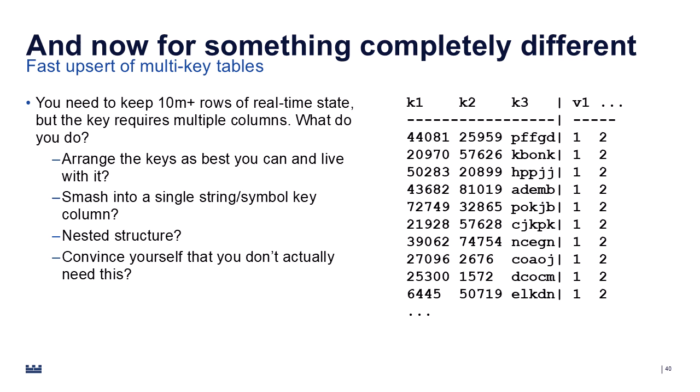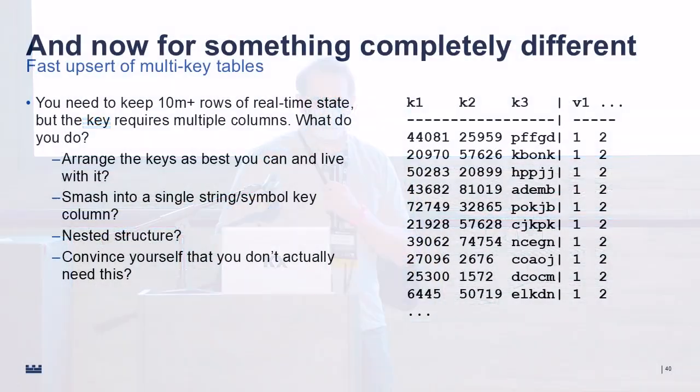The other thing you can do frequently is concatenate each column into a single string, turn that into a symbol, and index based on that. You could use some kind of nested structure, i.e. not have one table, but a dictionary of tables. That's not really ideal. Sometimes it's nice to be able to just deal with a single table. The other option is convince yourself that you don't actually need to do this. That's always the best option, sometimes not possible.